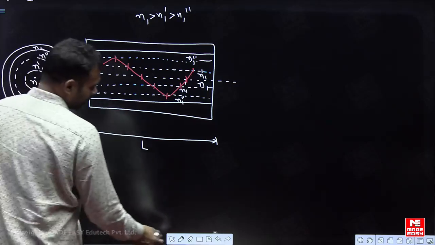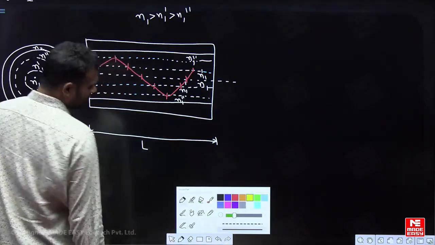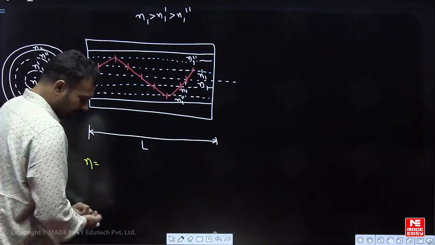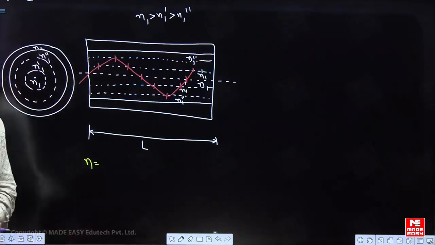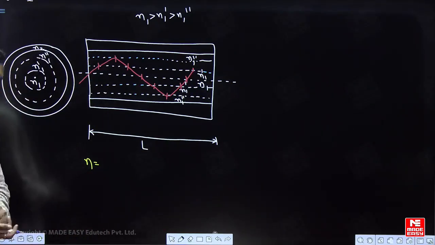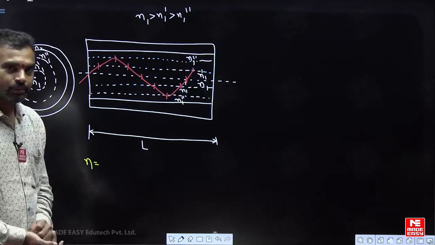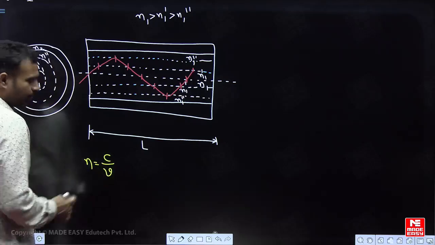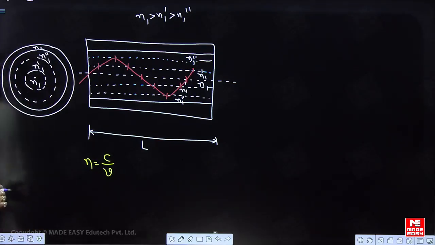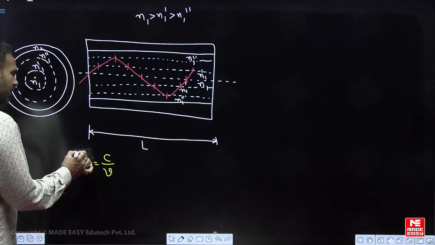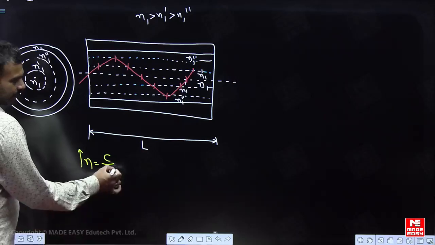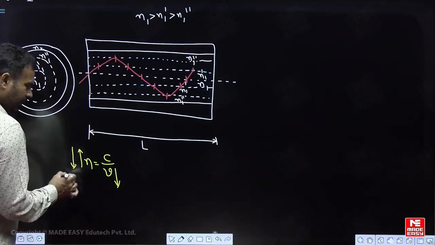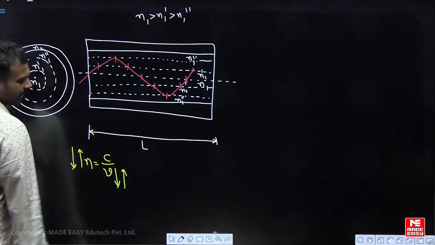Coming to the third point, very important, just concentrate. We studied the refractive index n in the classroom. What is the formula for n? N is equal to C by which value? V. Now understand this concept: when the n value increases, the velocity decreases. If the n value is less, the velocity is high.